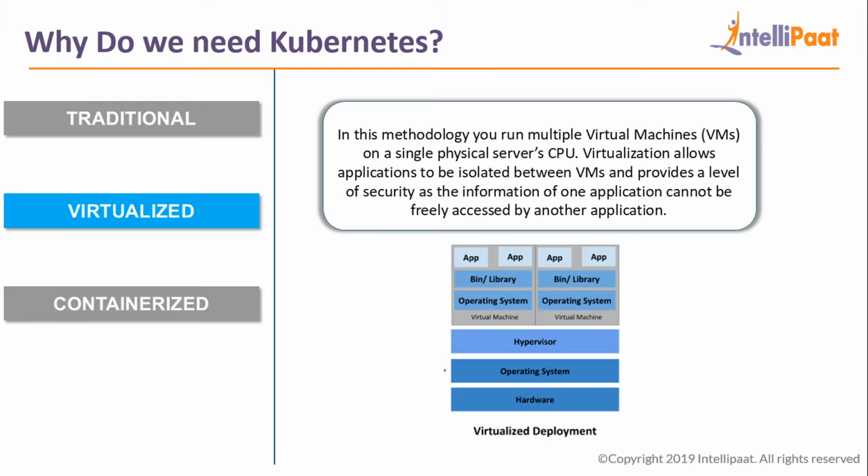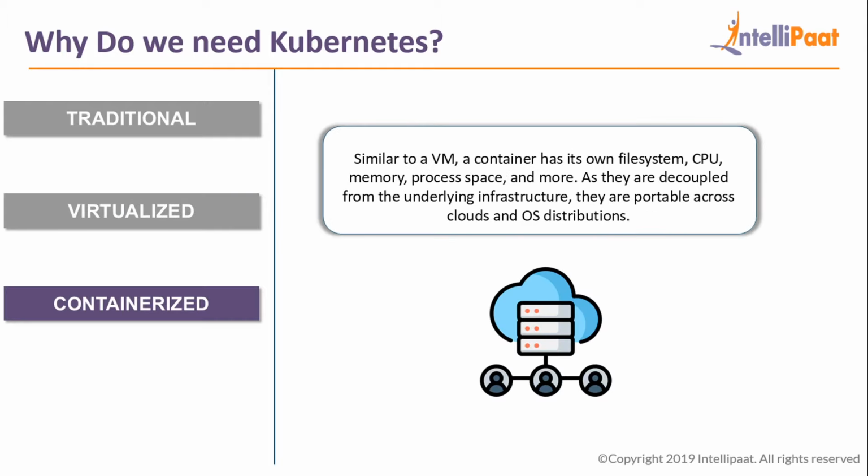So that is when containers came into the picture. Similar to a VM, a container has its own file system, a CPU, memory, processor, and more. As they're decoupled from the underlying infrastructure, they are more portable across clouds and OS distributions, and they are very lightweight. So that is another reason why people shifted to containerized environments.